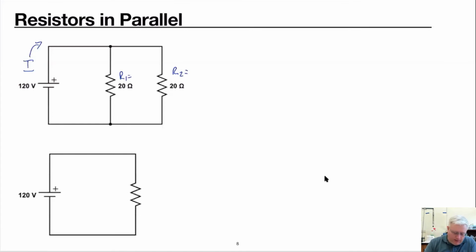And then we'd see that the current I1 would flow down into resistor 1, the current I2 would flow down through resistor 2. Okay, so the current will get split up, but the voltage will be the same. So each one of these resistors will get the full 120 volts. And so the total current would just be I1 plus I2.